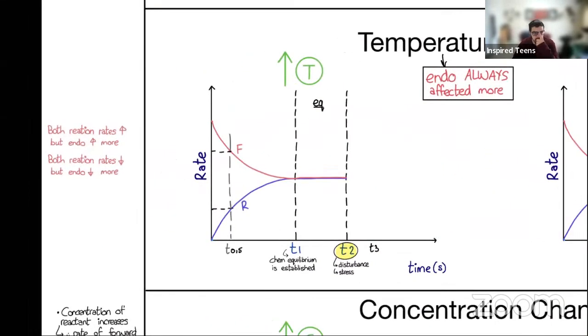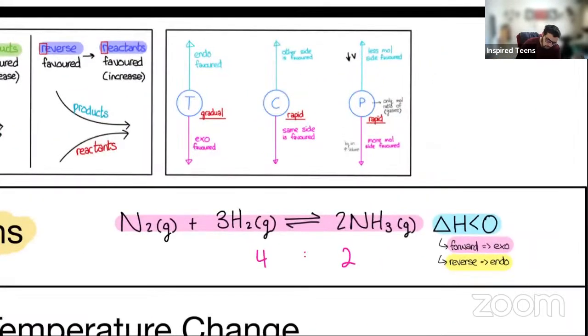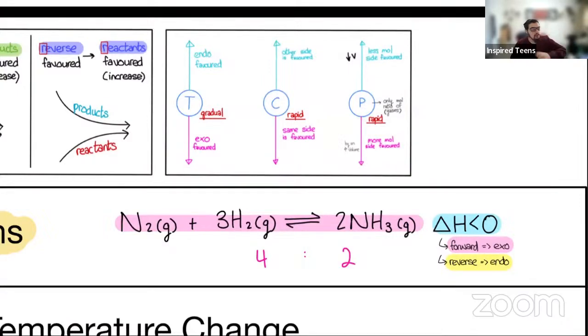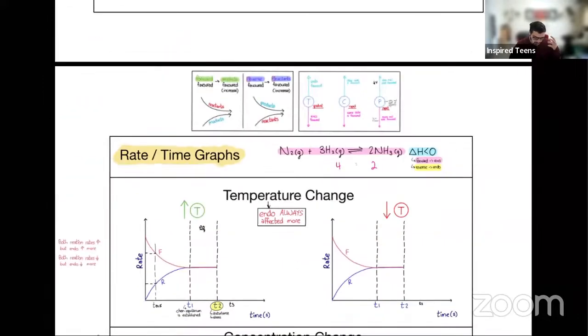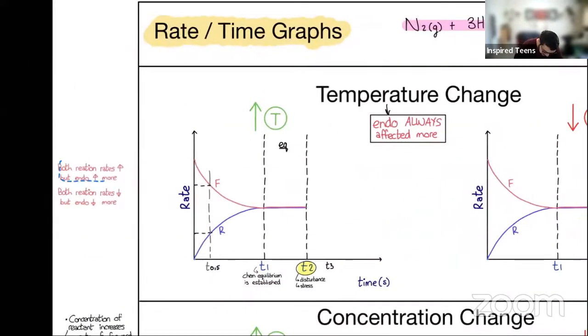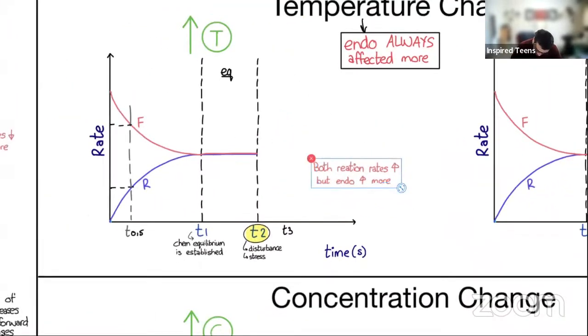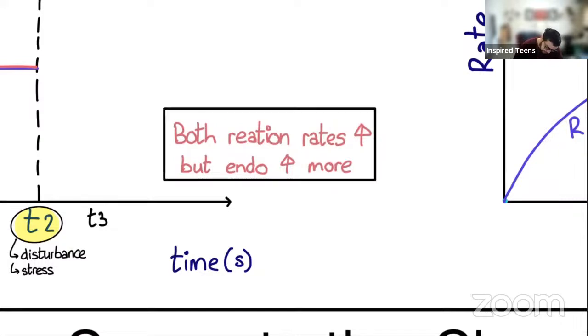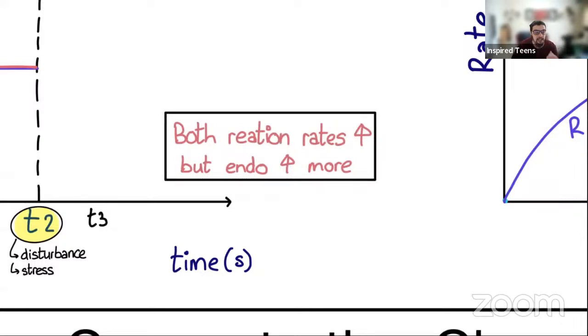So this is why the rate versus time graphs are a bit more tricky, because they don't all exactly follow these guidelines. They each have their own individual aspect that affects them: temperature change, concentration change, and pressure change. Now, the first thing for temperature change is that both reaction rates increase. This is important. Both reaction rates increase, but the endothermic reaction increases more.